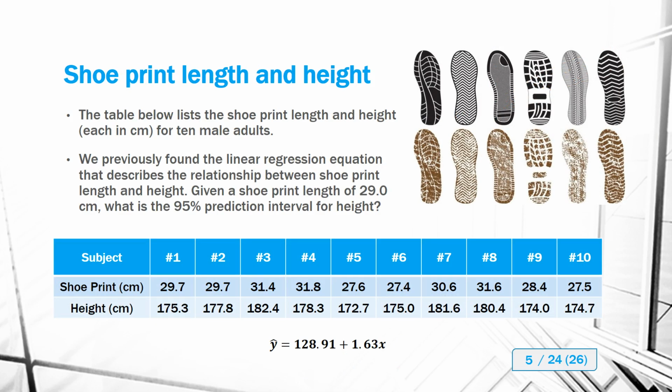Let's go back and look at this example that we've seen previously, where we correlated shoe print length and height. We previously found the linear regression equation, and you see that equation at the bottom of the screen, y hat equals 128.91 plus 1.63x. This equation describes the relationship between shoe print length and height. So if we're given a shoe print length of 29 centimeters, what is the 95% prediction interval for height?